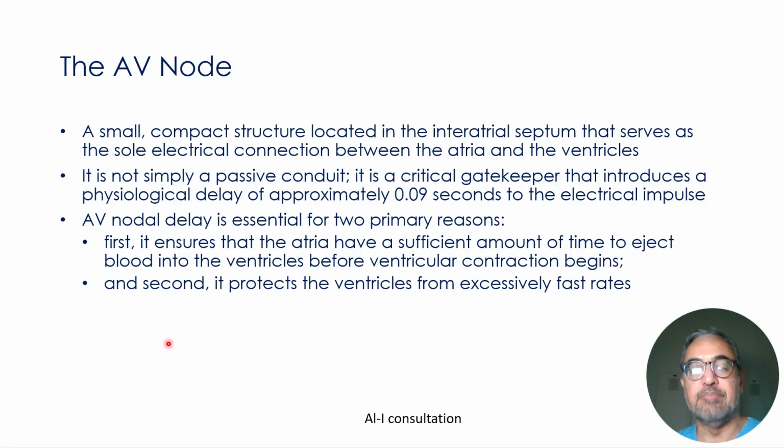The AV node is a small compact structure in the interatrial septum that serves as the sole electrical connection between the atria and the ventricles. It's not simply a passive conduit, it's a critical gatekeeper, and introduces a physiological delay of 0.09 seconds to the electrical impulse. It is essential for two primary reasons. It ensures that the atria have sufficient time to eject the blood into the ventricles and protects the ventricles from excessively fast heart rates.